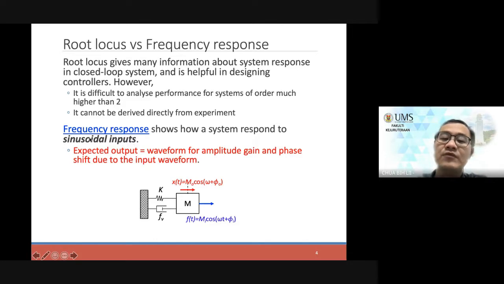So the expected output would be a waveform, because the input itself is also in the form of a wave. As we can see in a typical spring mass system, if we just push the mass with a force and then release it, there is no more input in terms of force, so the system will just oscillate. Quite straightforward. But if we provide the force input in terms of frequency, a repeating sinusoidal input, the response will behave differently, but as we would expect, it is in waveform format as well.